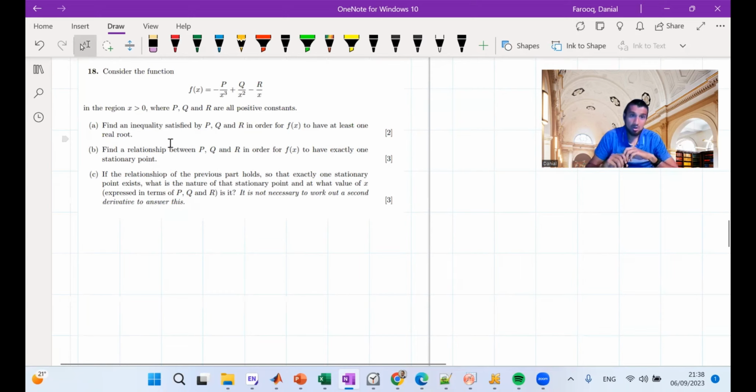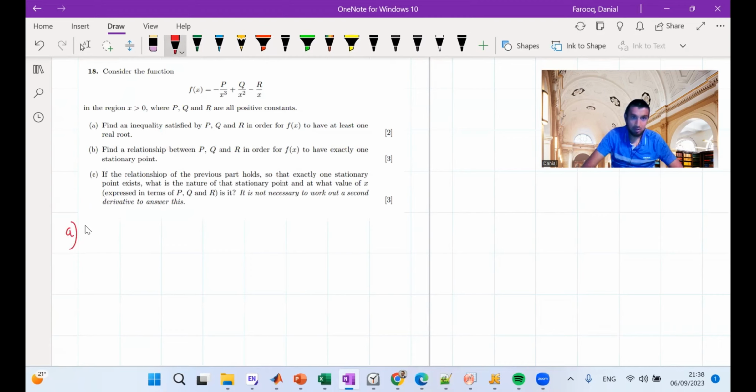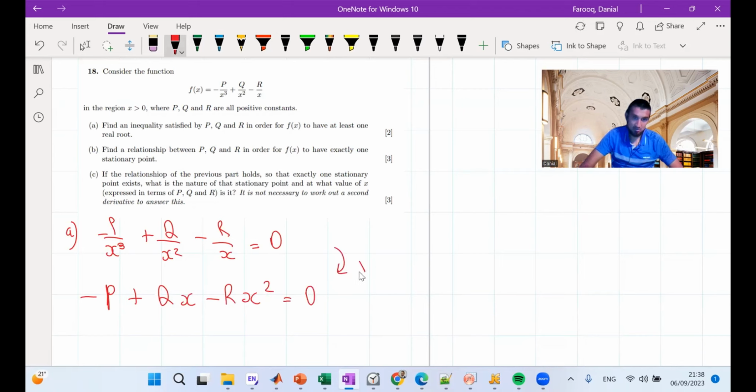Okay. So what we should do for this is we're looking for roots. So that's when f(x) is equal to 0. So this would mean that minus p over x cubed plus q over x squared minus r over x equals 0. We can times everything by x cubed. So it'll be minus p plus qx minus rx squared equals 0. We just times everything by x cubed, and on that side, it will just be 0.